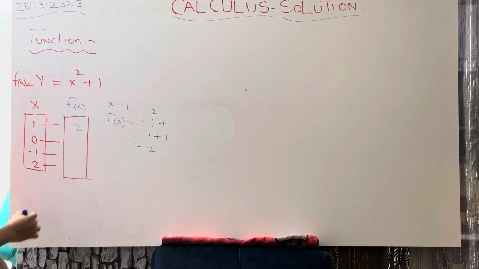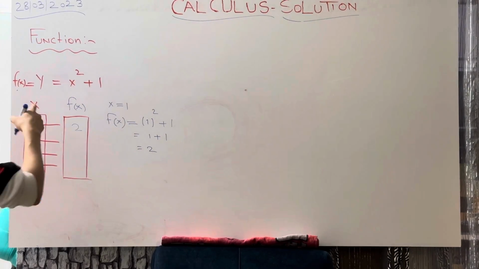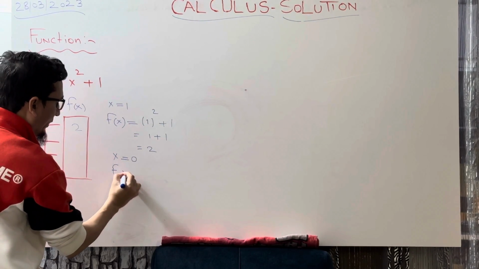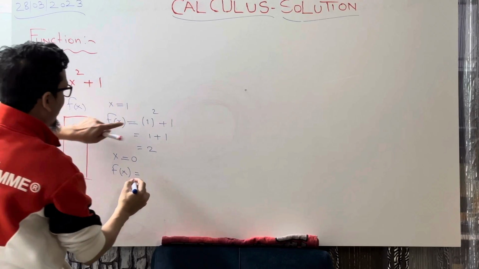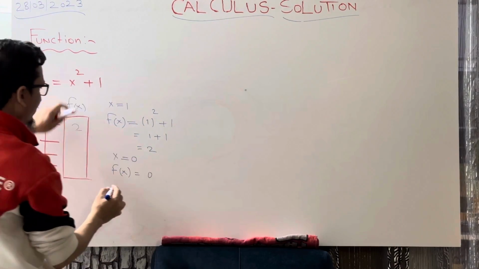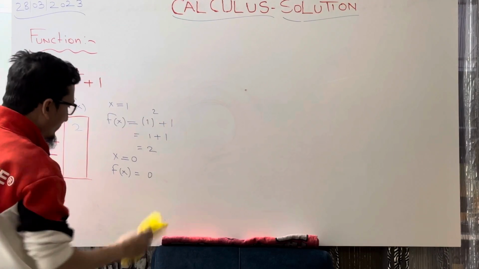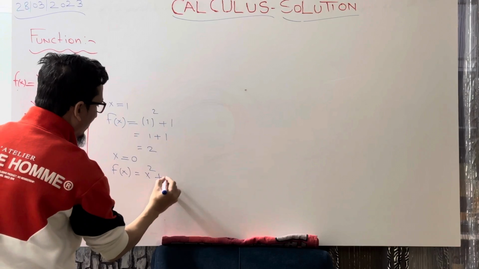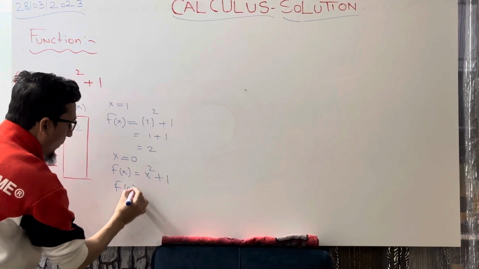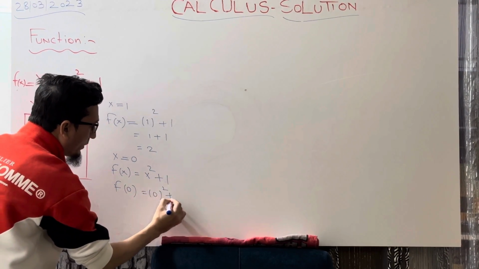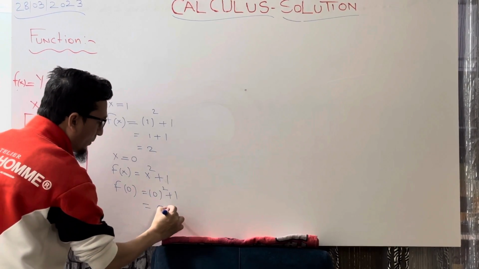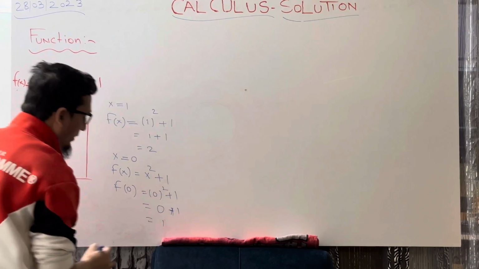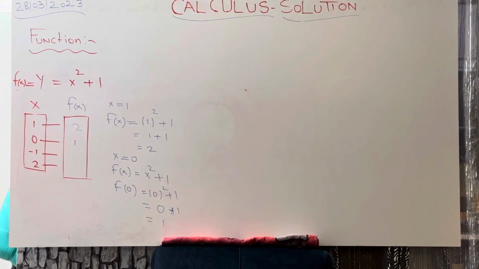Your output, your range. Now, if I say x is equal to 0, then just calculate f(x). f(x) is x square plus 1. Now you are going to substitute 0. So this will be 0 square plus 1. 0 square is 0, plus 1. If 0 is added to any other number, the value does not change, so the answer is 1. So you can say this is 1.